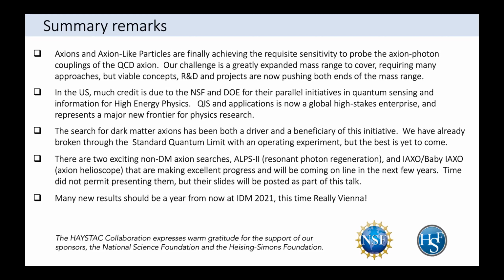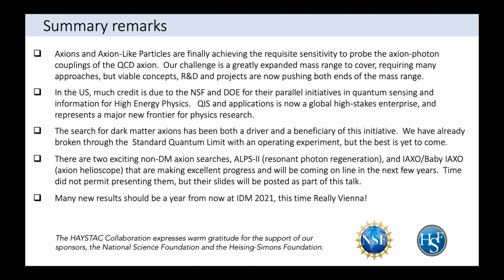And the idea is that the couplings we're looking for are so extraordinarily weak that one really needs resonant experiments to boost the signal. But of course, the trade-off is that these need to be tuned in very small steps, which will take years or decades to do. A lot of credit to the federal agencies in the U.S. for their initiatives in quantum sensing and high-energy physics. Axions have led the way here. We've been both a driver and a beneficiary of it.